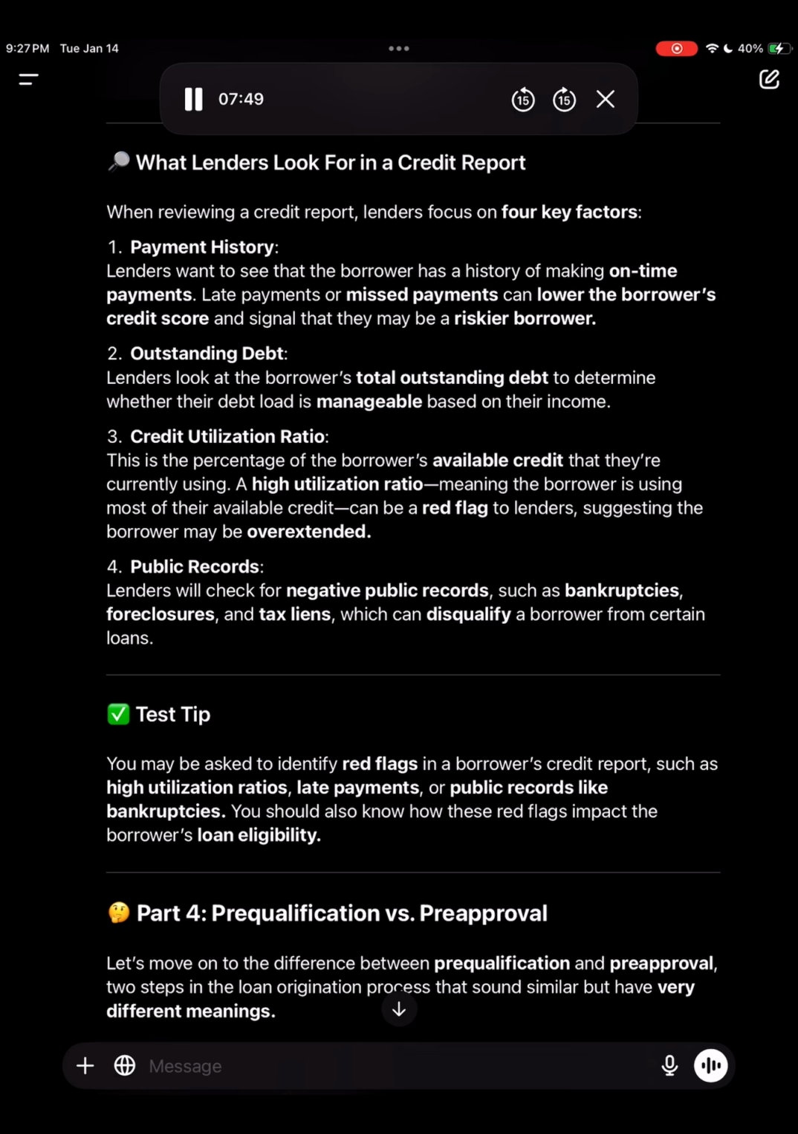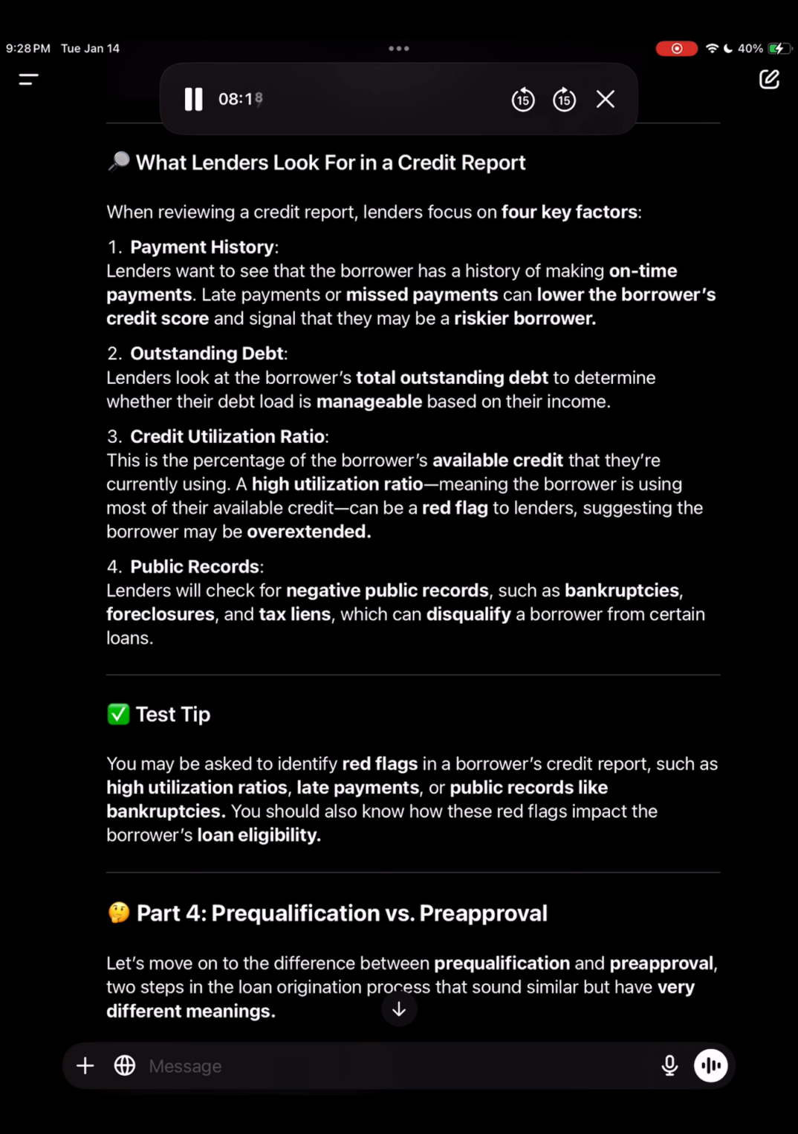3. Credit utilization ratio. This is the percentage of the borrower's available credit that they're currently using. A high utilization ratio, meaning the borrower is using most of their available credit, can be a red flag to lenders, suggesting the borrower may be overextended. 4. Public records. Lenders will check for negative public records, such as bankruptcies, foreclosures, and tax liens, which can disqualify a borrower from certain loans.